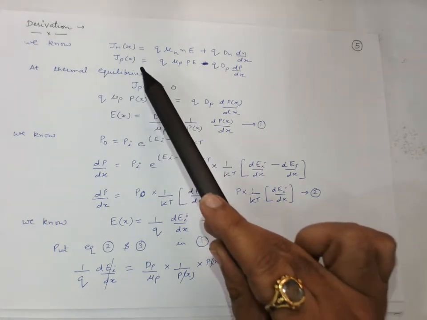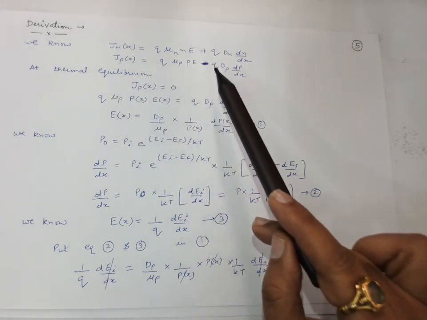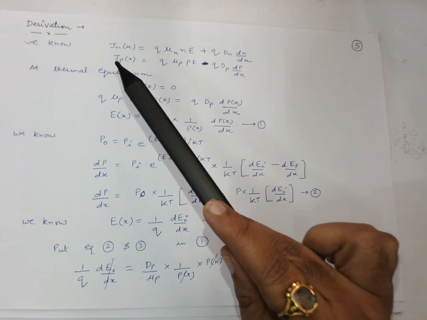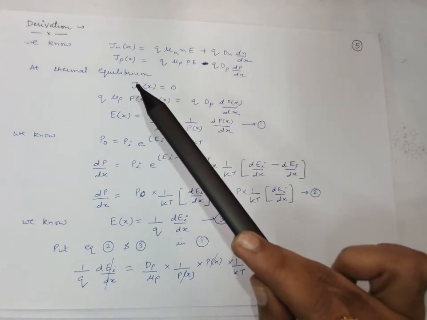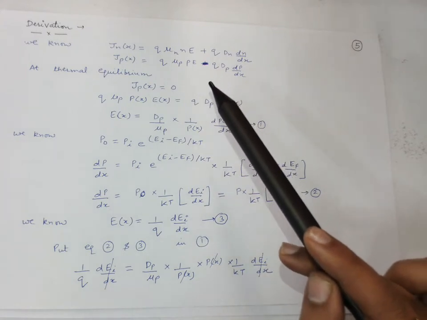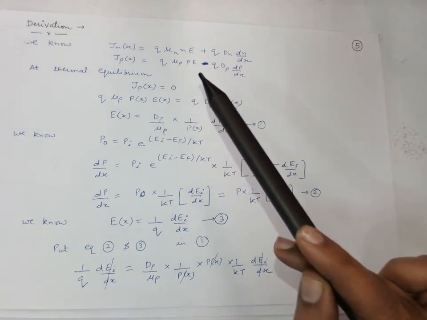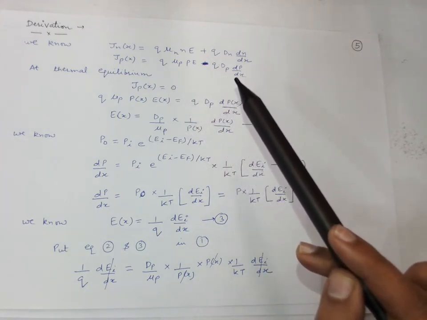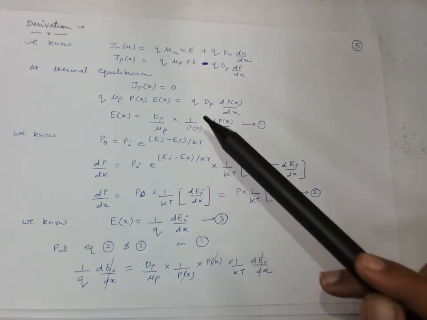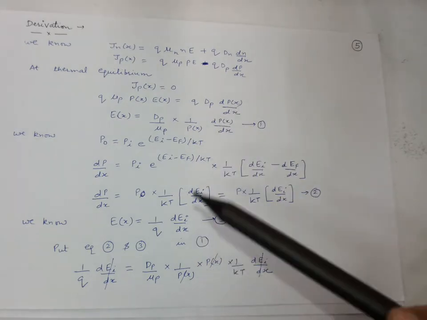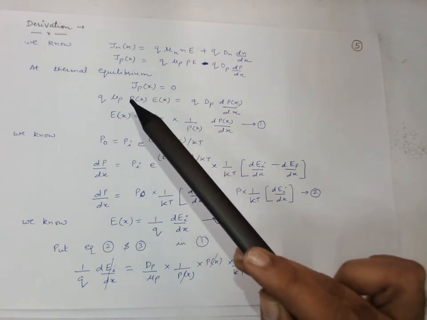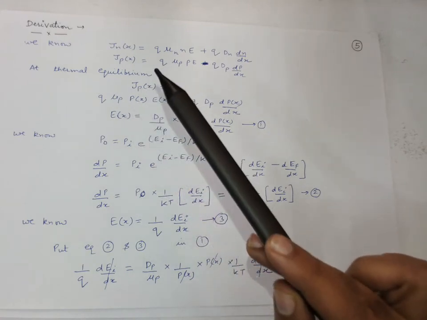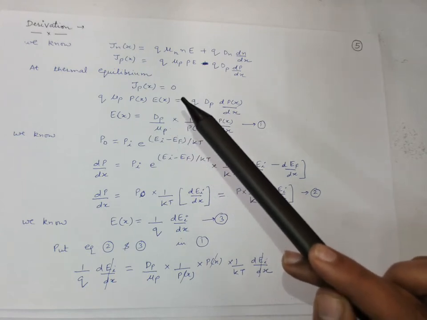This is the same expression which I derived in my previous slide, that is for current density for the electrons. Similarly there was a current density due to holes, so I have added both the drift current as well as diffusion currents. So let's derive it in a few small steps. At thermal equilibrium, we all know that the current density due to electrons or the current density due to holes comes out to be equal to 0.